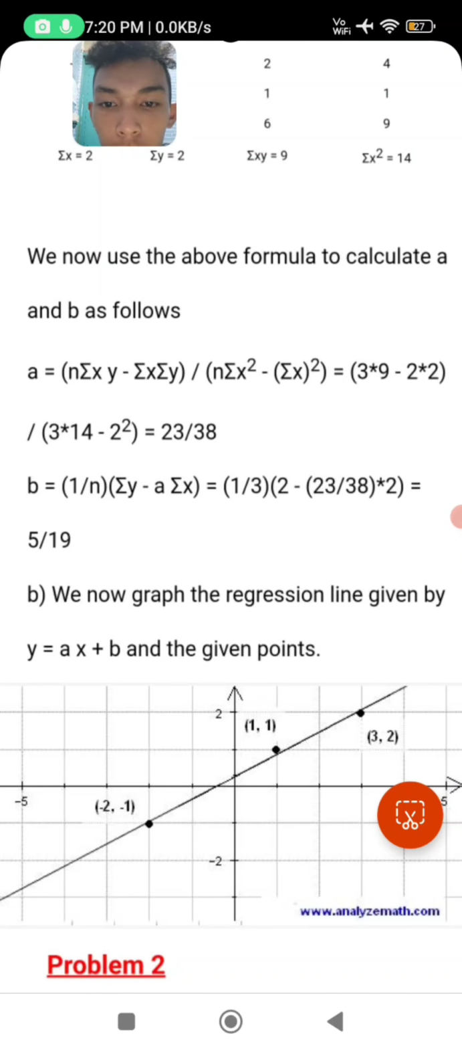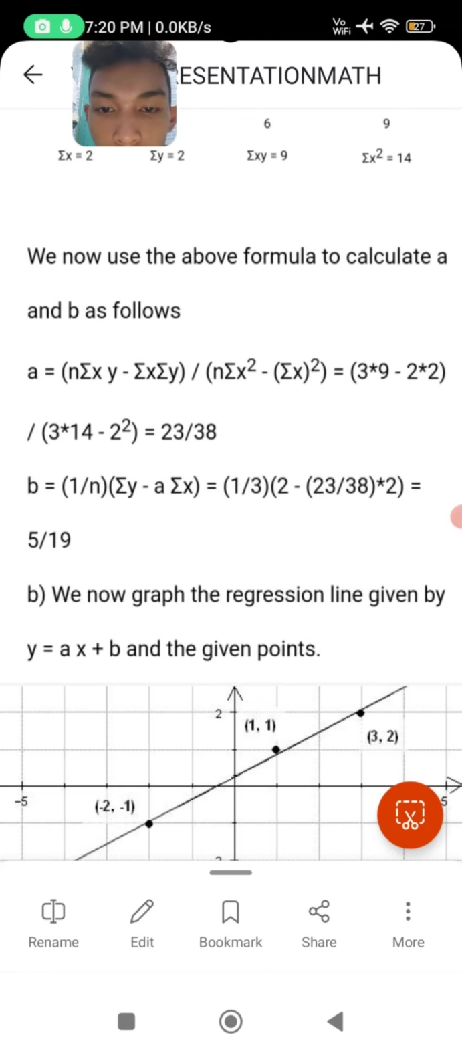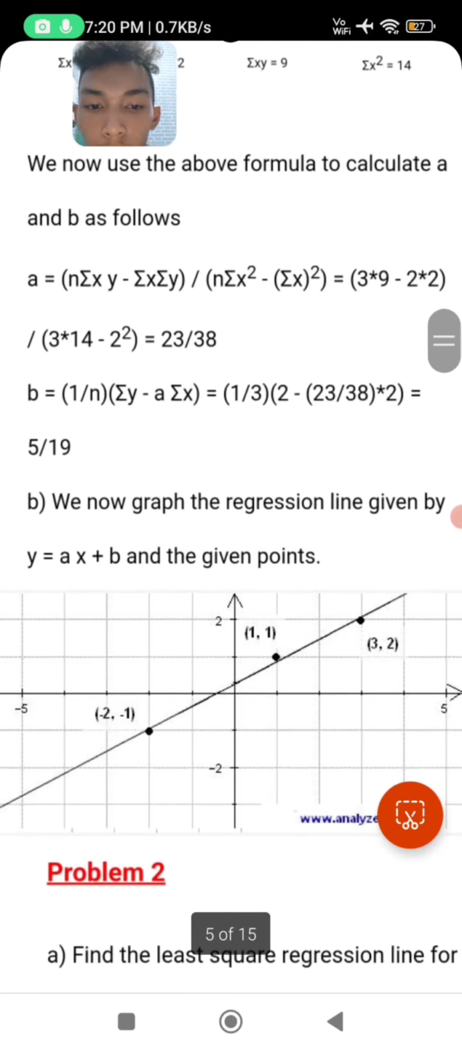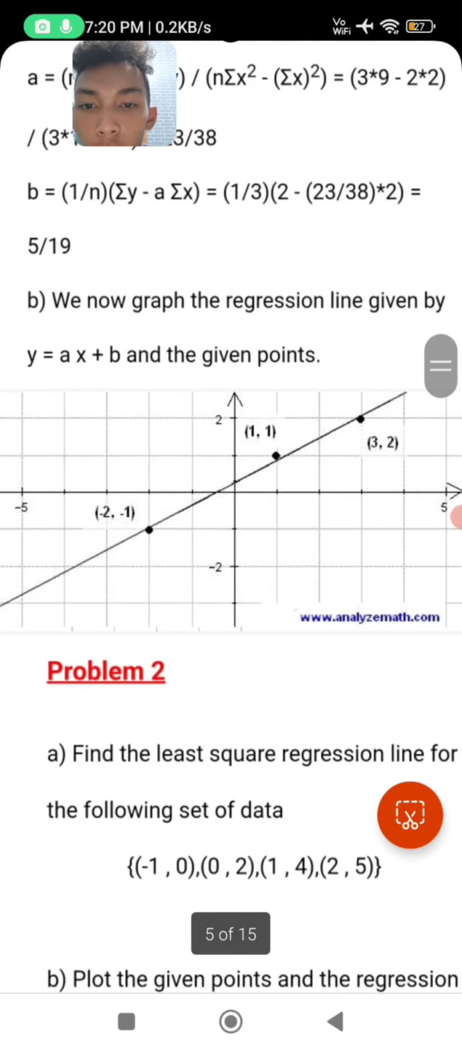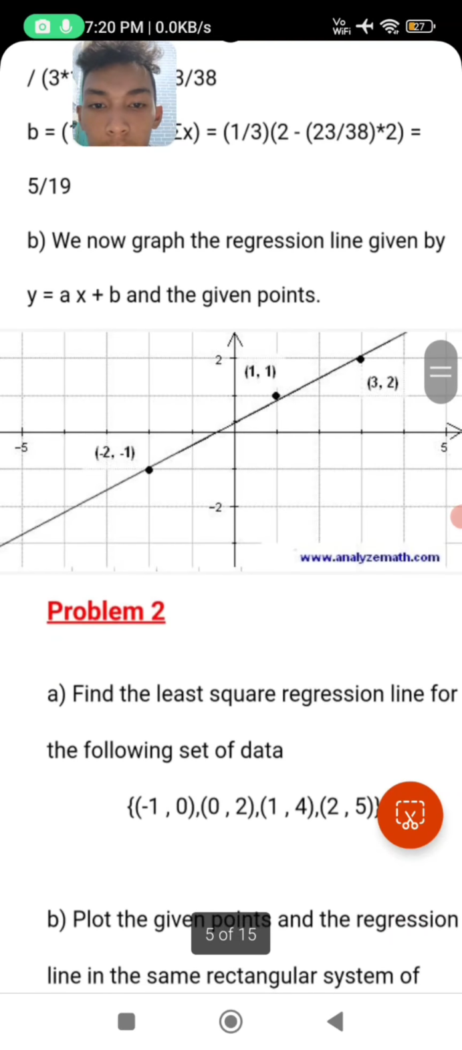B equals 1 over n times the sum of the Y scores minus a times the sum of the X scores, which equals 1/3 times 2 minus 23/38 times 2, equals 5/19. Now we graph the regression line given by y equals ax plus b with the given data points. Here is the graph example.